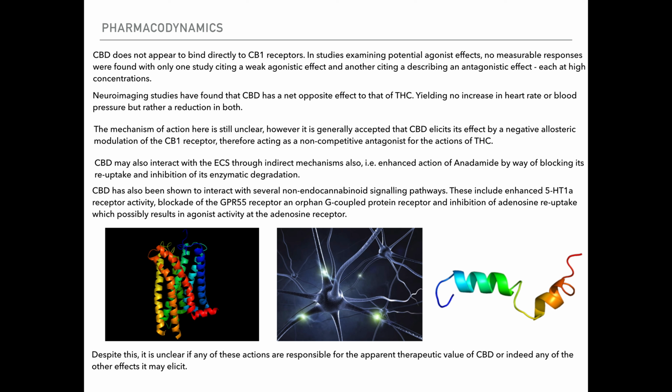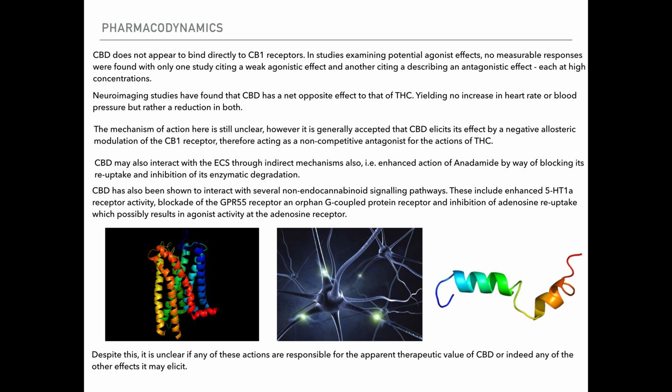It yielded no increase in heart rate or blood pressure, but rather a reduction in both. And this is, again, the really interesting relationship. Even though their structures are so similar, they bind in slightly different places. So remember, CBD is an allosteric modulator of the CB1 receptor, and THC binds directly to the CB1 receptor. It must change the shape of this G-coupled protein receptor such that THC can no longer elicit its effects, which is really interesting. And the net result of these effects is a reduction in heart rate and blood pressure, whereas THC elevates both.